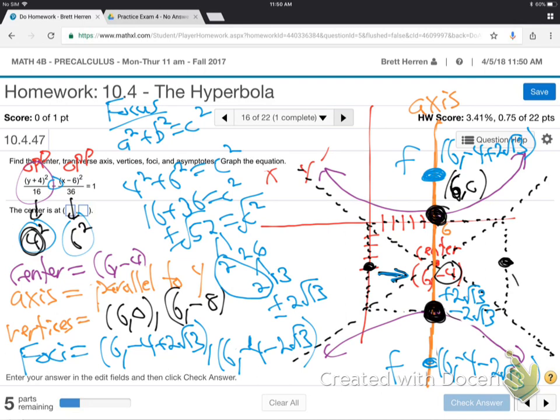And add or subtract. If you're going up and down, you've got to add or subtract to the y coordinate. If you're going right and left, you've got to add or subtract to the x coordinate. You're only messing with one coordinate at a time. So I added 2 root 13 right here and subtracted 2 root 13 from the negative 4 y coordinate. So I got negative 4 plus 2 root 13, negative 4 minus 2 root 13 to the y coordinate. Is that making sense? Up and down is y coordinate.